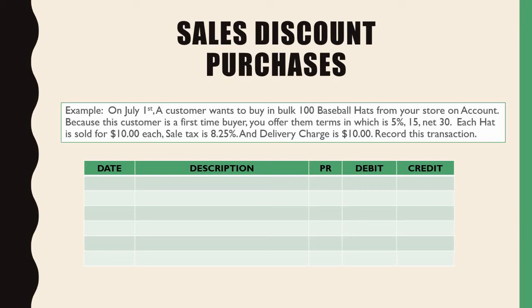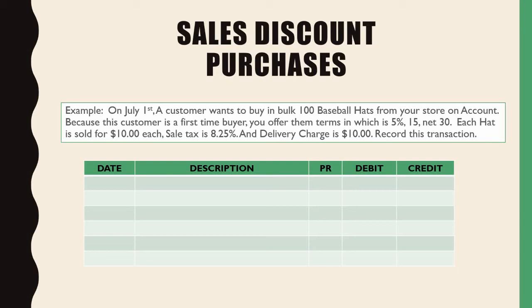Okay, so this customer is a first-time buyer and you want to offer them an account. You offer them terms as well: if they pay within 15 days, they can receive a 5% discount. If not, the whole entire bill is due within 30 days.